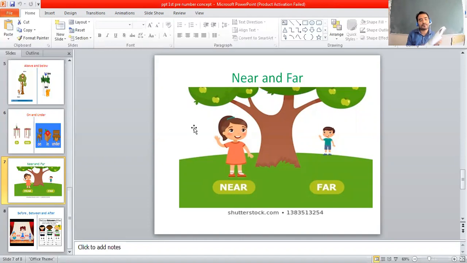Now look at that. Page number 10. The car is parked near the house, but far from the hill. Far from the hill means gudda. So the car is parked.